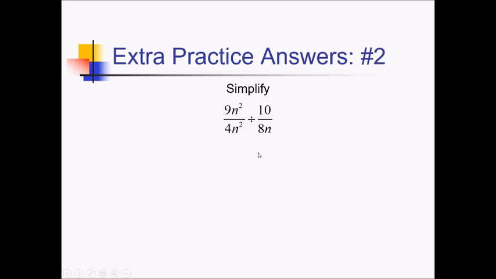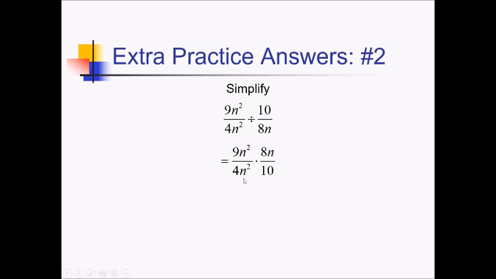For this division problem, let me first turn this into multiplication by using same change flip, or multiply by the reciprocal. So the first fraction stays the same. This division turns to multiplication, and we flip this fraction to be 8n over 10. So now let me cross-cancel. I'm allowed to cross-cancel some things, or just cancel in general. I've got multiplication going on, so if I do need to cancel crosswise, I'm allowed to do so.